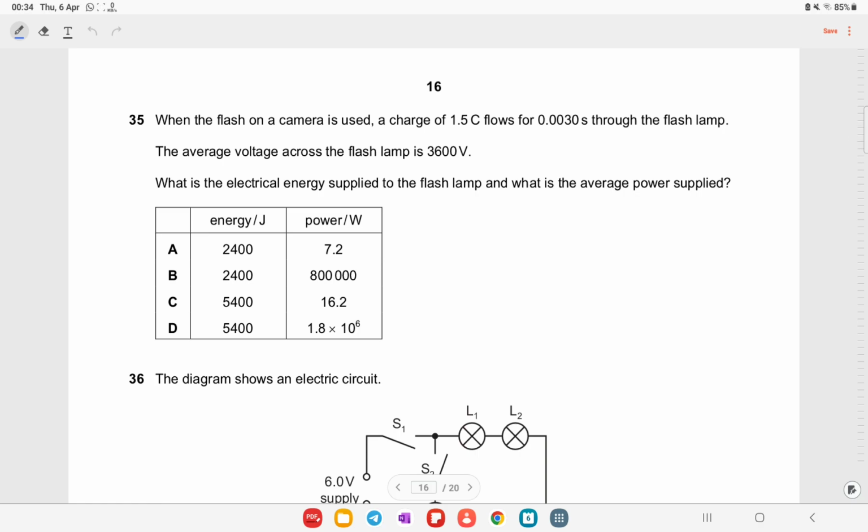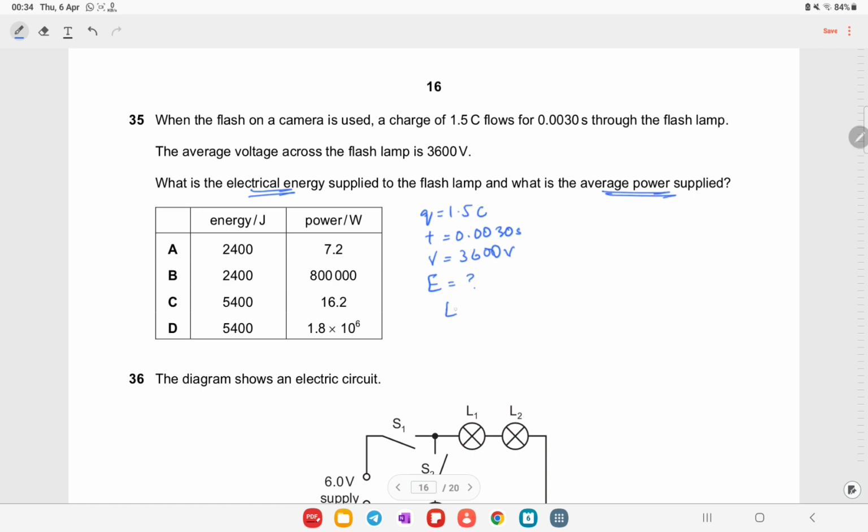Okay, when the flash on a camera is used, a charge of 1.5 coulombs, Q equals 1.5 coulombs, flows in T equals 0.0030 seconds, and the flash goes off. The average voltage across the flash lamp is 3600 volts. What is the electrical energy? So you will need to find the electrical energy, and what is the average power.